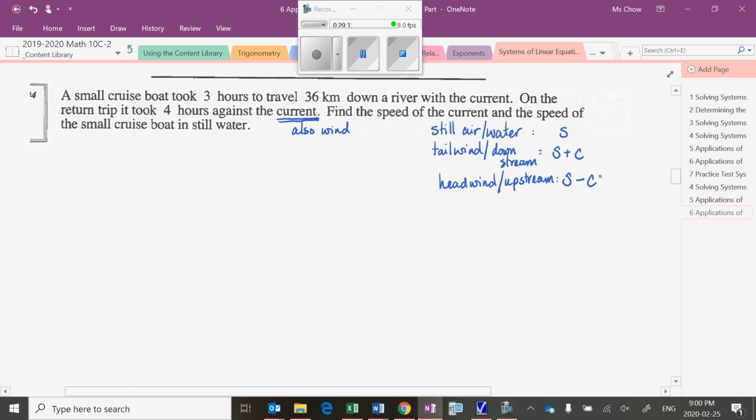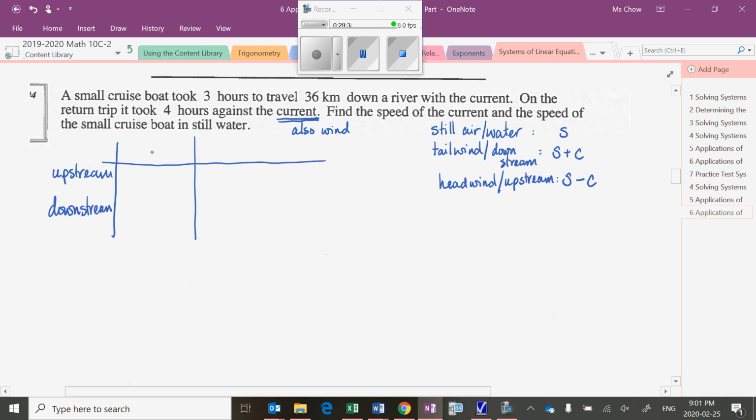So we've got a cruise boat that takes 3 hours to travel 36 kilometers downriver with the current. On the return trip, 4 hours against the current. So we're looking for the speed of the current and the speed of the cruise boat in still water. So we've got upstream as well as downstream.